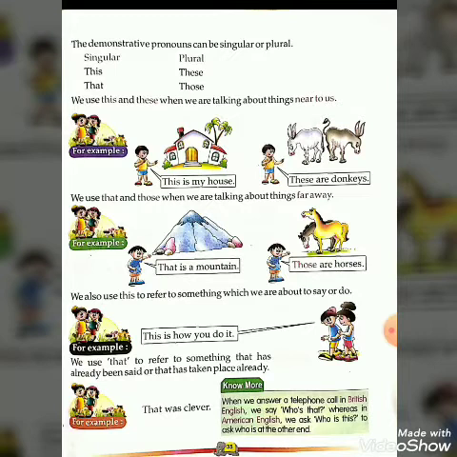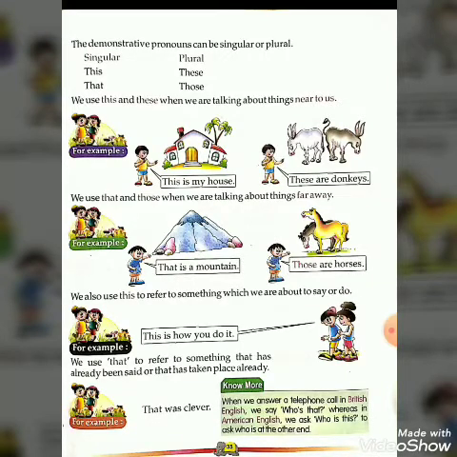And next example, those are horses. Those are horses means horses are not near to us, they are far away. That is why we use the word those are horses. Next, we also use the word this to refer to something which we are about to say or do. For example, this is how you do it.